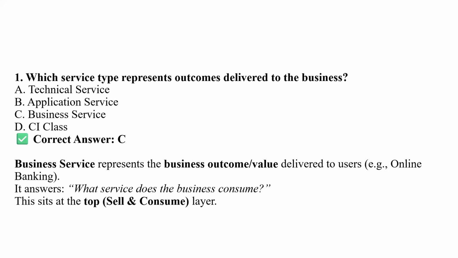For example, the user sees online banking. We can take the example of an online banking app. What does the user see? They are checking only online banking, but they don't think about the apps or servers running hidden behind it. So we can consider business services as what the business consumes. Next question.